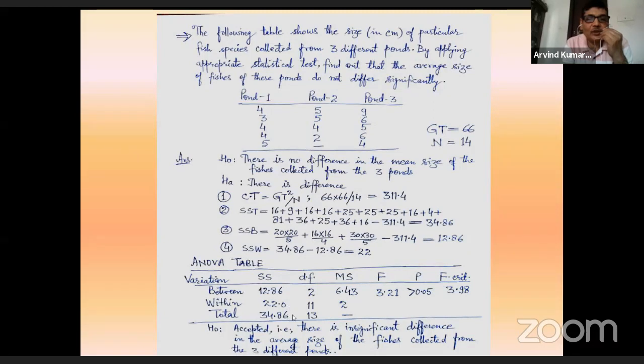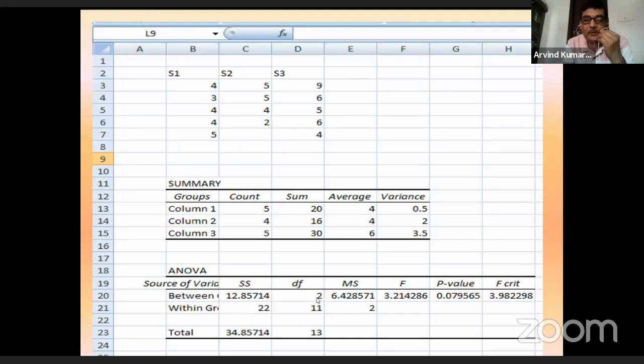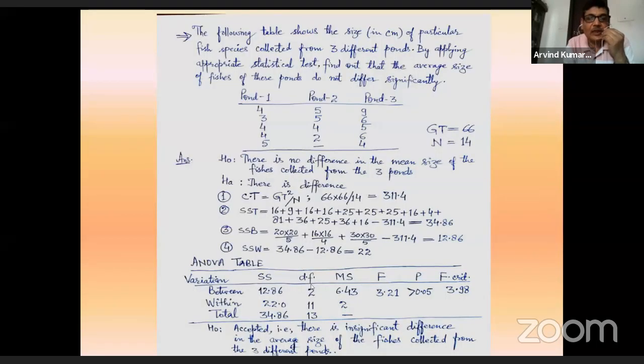Then its total value is written here. After that, we have to find out the degree of freedom, that is columns minus 1. There are 3 columns minus 1, that becomes 2. Then the degree of freedom for SSW is 11, because in total there are 14 cases and 3 columns. So 14 minus 3 will be 11.